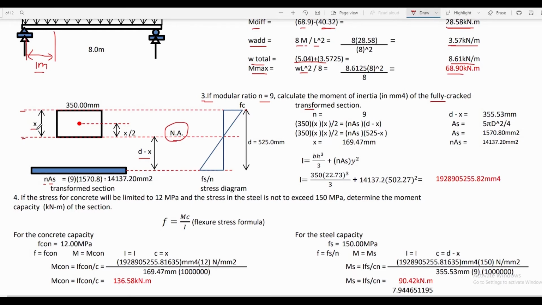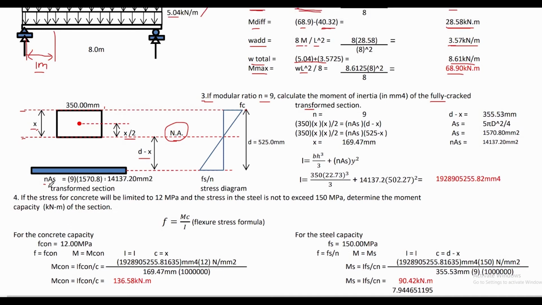Say the area above the neutral axis is just equal to x multiplied by 350, and the location of the centroid is equal to x over 2. Then the area below the neutral axis is just equal to nAs. So we can calculate the value of As since the diameter of steel is given and the number of steel bars is given in our problem. That is just equal to 5 pieces of 20 mm diameter reinforcement.